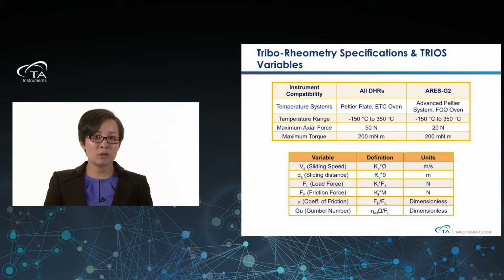All of these variables, so all of the tribology related variables, are going to be directly incorporated into the TRIOS software. Clearly for you, things such as sliding speed, the sliding distance, the load force, the friction force, coefficient of friction, and the Gumbel number if some of the information is applied. But all of those will be supplied within TRIOS and calculated directly for you.